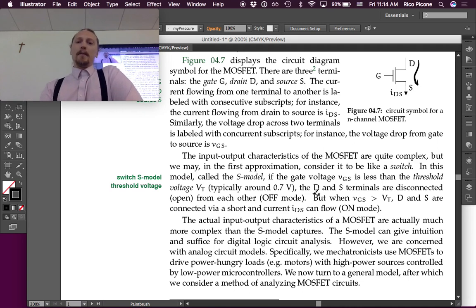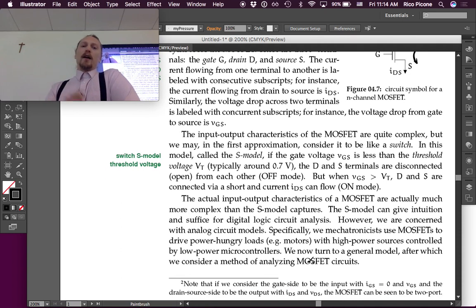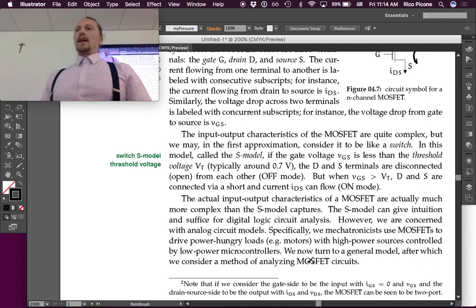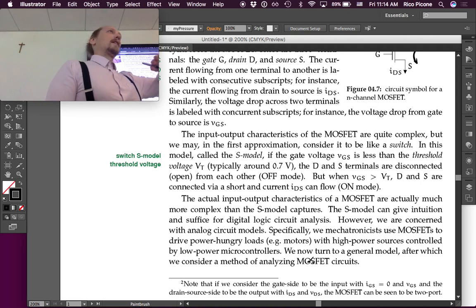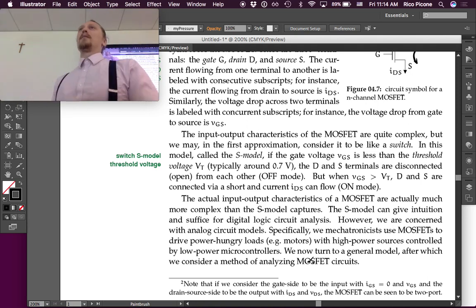So the actual input-output characteristics of a MOSFET are much more complex than the S model captures. The S model can give us intuition and suffice for digital logic circuit analysis. So if we just care about high-low voltages, so digital circuits, we don't really do a lot with them in this class, but they are just concerned with a voltage level being either above a threshold, so it's on, or below a threshold, so it's off. So the actual value isn't important, it's just that it's above a certain amount or below a certain amount.